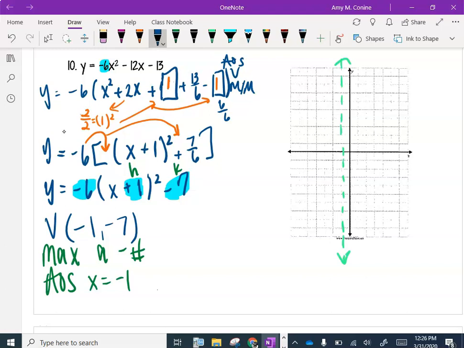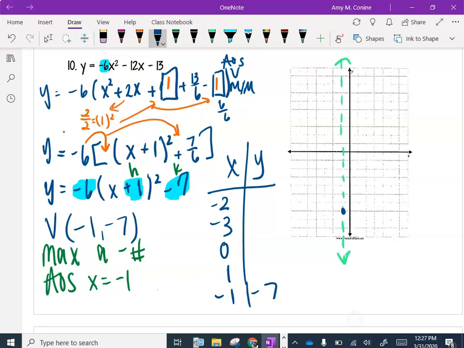I can find my vertex, so go down 1, 2, 3, 4, 5, 6, 7. And I can make a small table from there. Okay, so this is where we're bringing back that graphing. So -2, -3, 0, and 1. We know -1 goes with -7. 0 should be -13 because that's our y-intercept. Okay, and you can use either the trinomial or the vertex form that we found to find all of the pieces of information for your table.